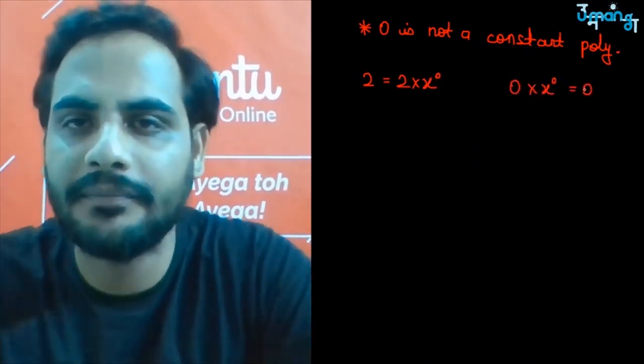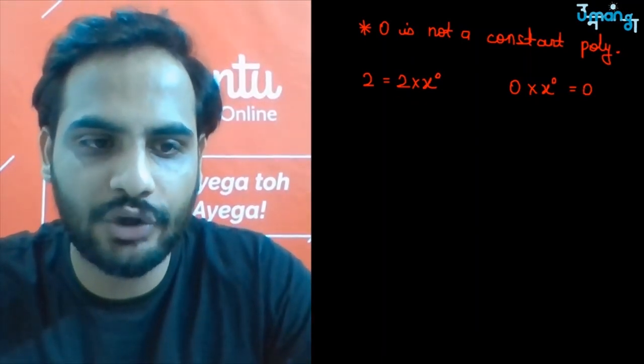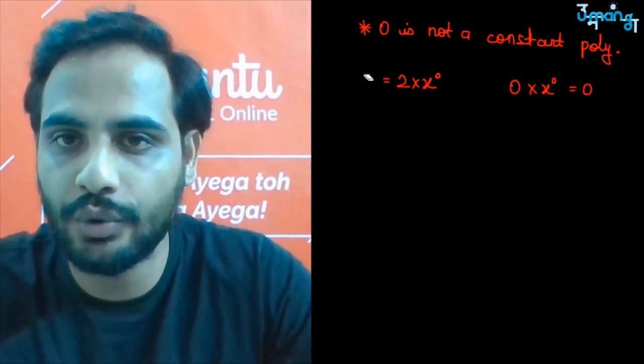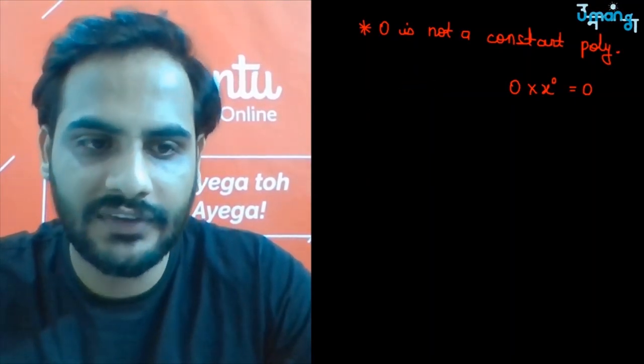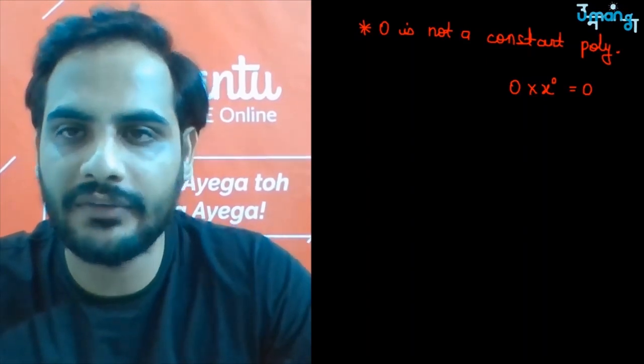What is the problem in this? Sir, if you are telling me that 2 is equal to 2 into x raised to the power 0, the same way you can write 0 also as 0 into x raised to the power 0. What is the problem?